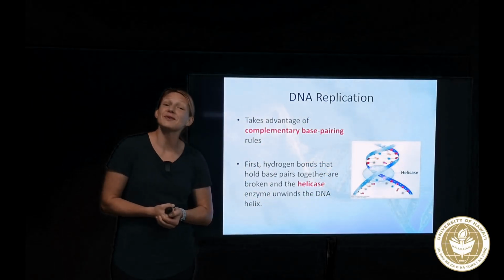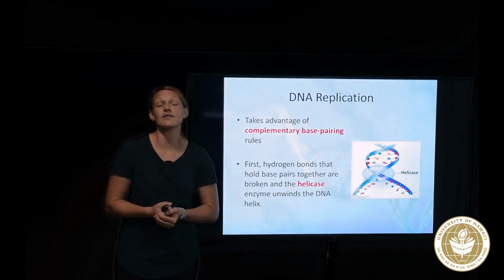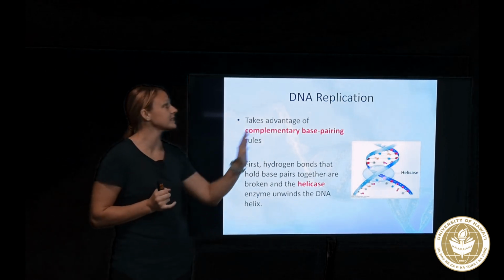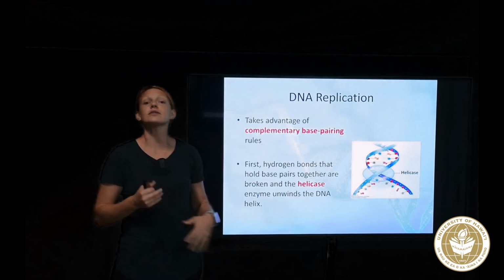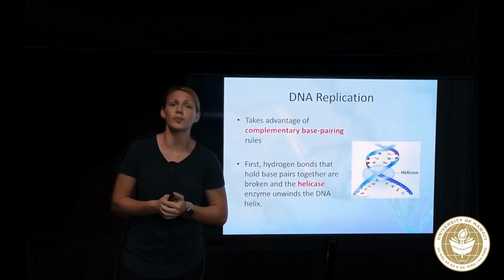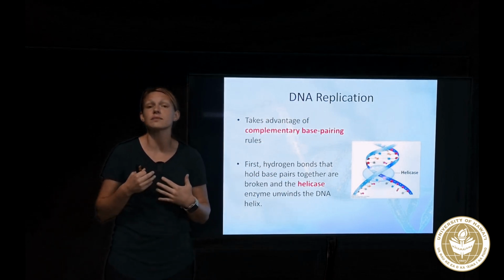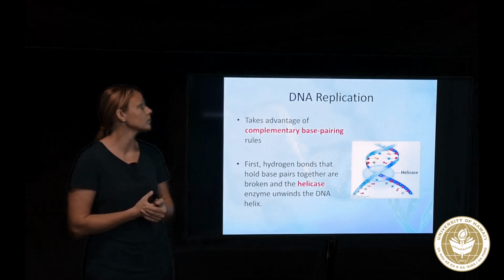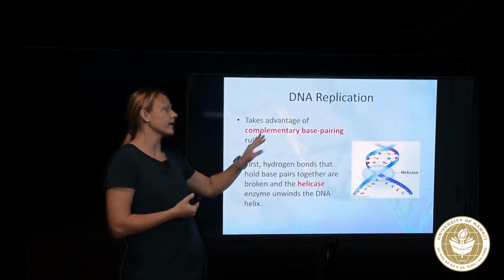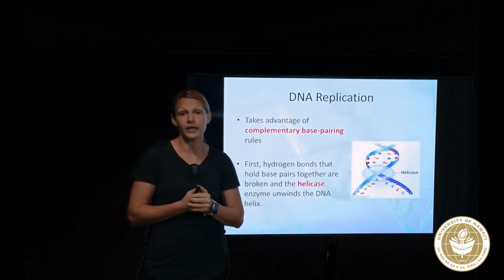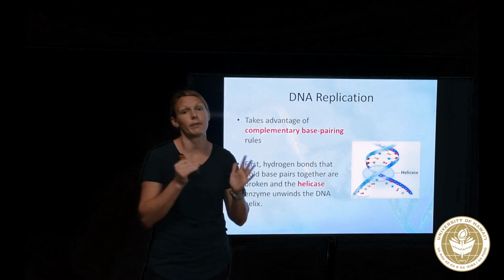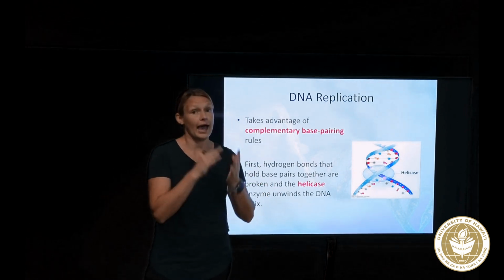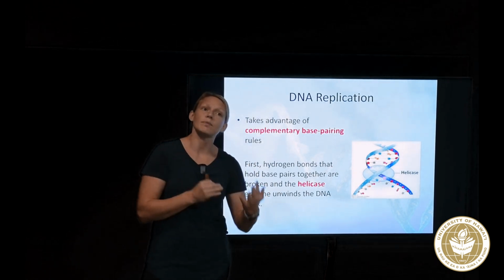We're now going to move into our second learning objective, which is talking all about DNA replication. So DNA replication is the natural process by which cells make an identical copy of a DNA molecule. This takes advantage of that complementary base pairing, those rules that we were just talking about on the previous slide, right? Adenine pairs with thymine, cytosine pairs with guanine.